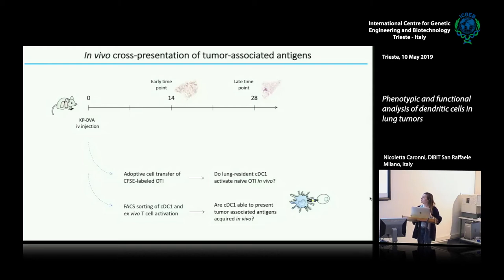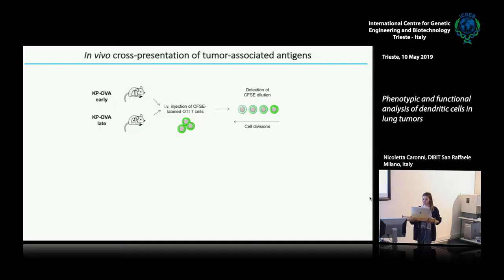And for that, this experiment was performed in order to see if cDC1 really acquired tumor antigen in vivo and present it ex vivo, because only in this way do you have cDC1 that had to acquire the antigen in vivo in order to activate T cells ex vivo.